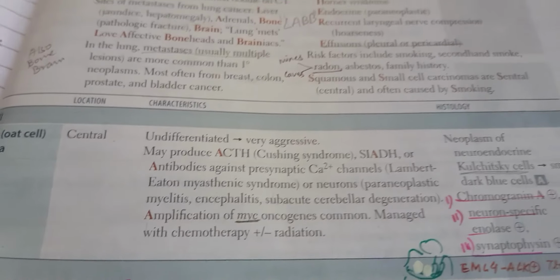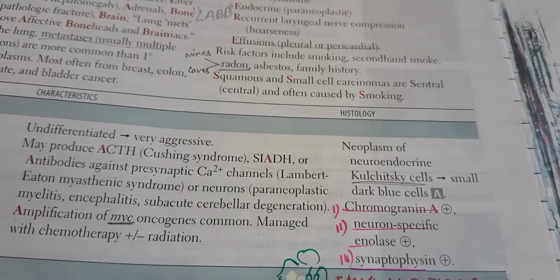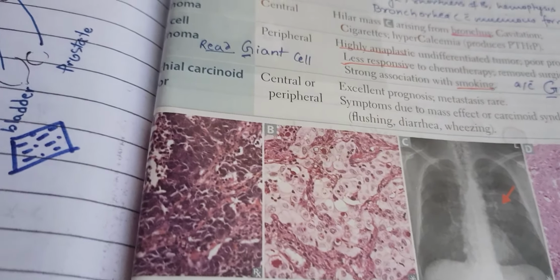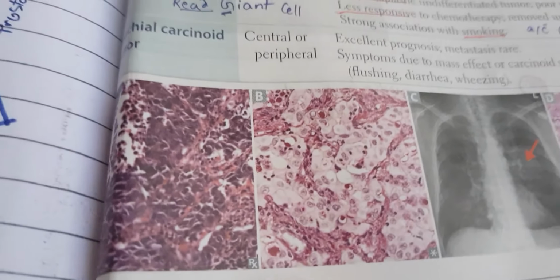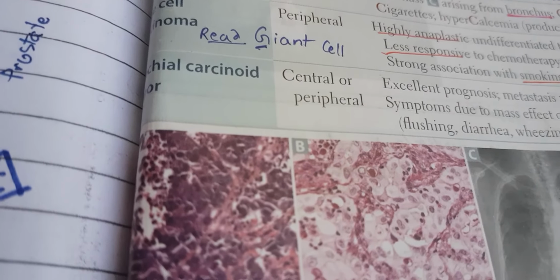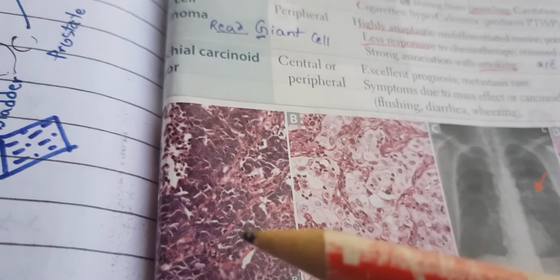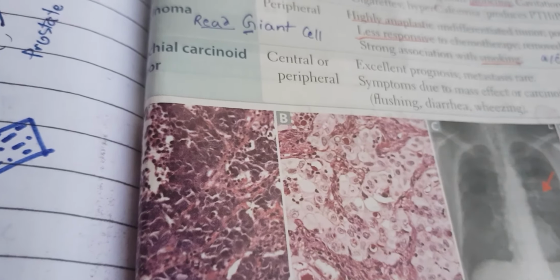Okay, neoplasm of neuroendocrine or Kulchitsky cells leads to the small and dark blue cells in the histology. You can see over here small and dark blue cells all over. So this is the case of small cell cancer.